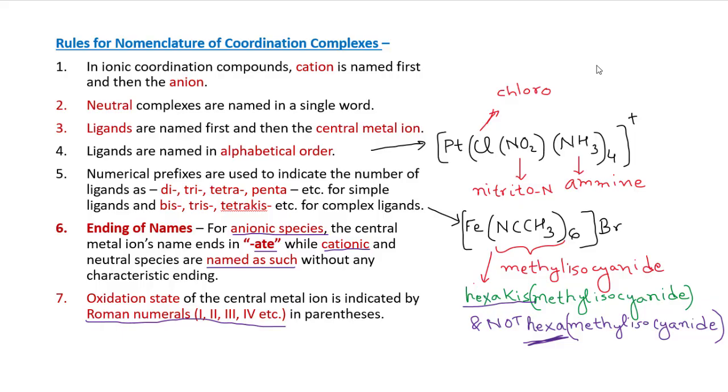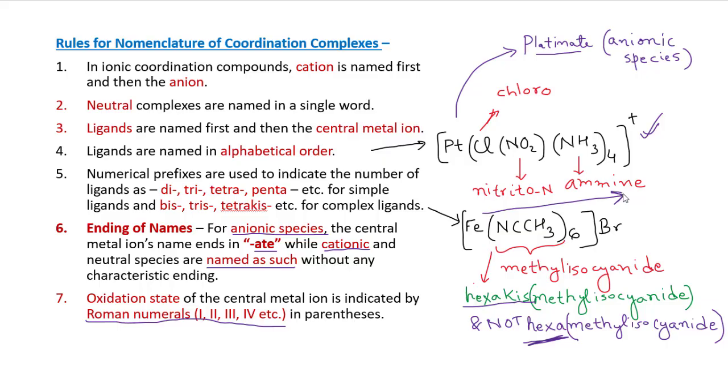within brackets. Now quickly I'll once again go to point number 6 and let you know that had this been an anionic species, so here it is the cationic species, the central metal ion is a cation, and so there will be no change, the metal ion will be named as such. However, for anionic species, the platinum would have become platinate. Similarly, if iron was a part of an anionic species, then it would have become ferrate. And if it was a part of the cationic species, iron would have been named as iron only.